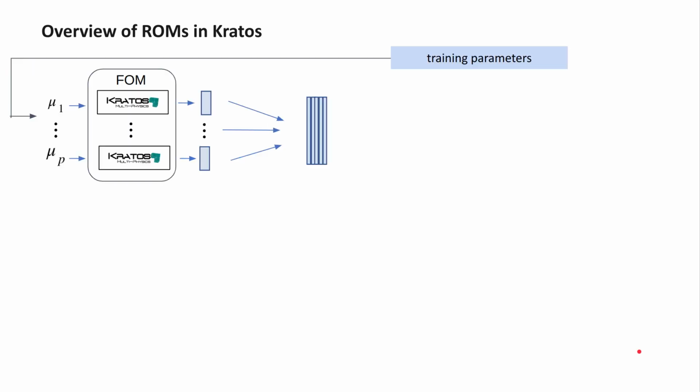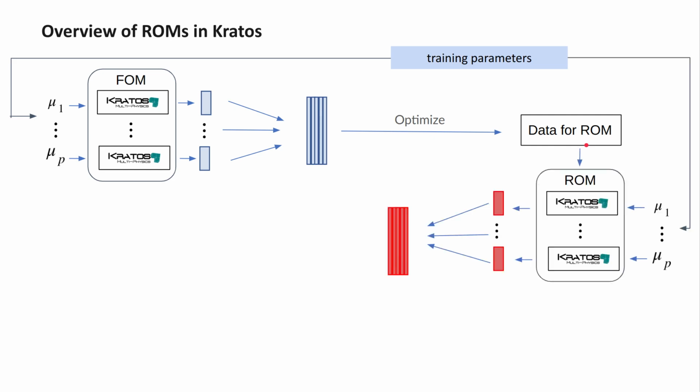First step is to train the reduced order model by launching P instantiations of the full order model. That is, I need to launch P simulations for different input parameters, for example, for different loading conditions or material properties. I need P simulations. I launch them and I collect the resulting vectors in a matrix. This matrix is then analyzed and optimized through some methods that we will discuss in later videos, but we obtain some data for reduced order models.